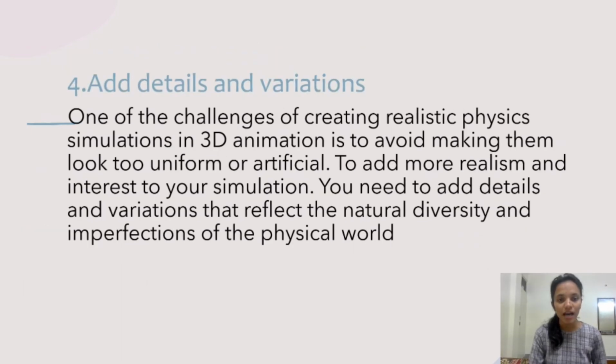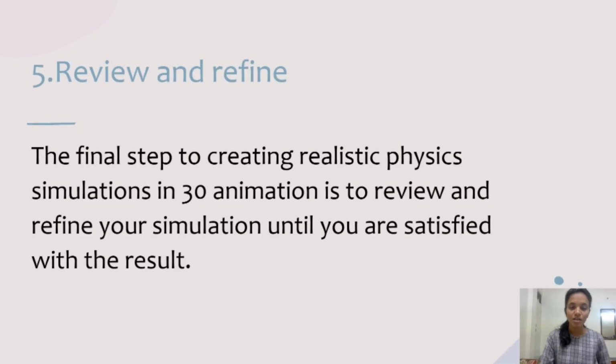The fourth one is add details and variations. One of the challenges of creating realistic physics simulations in 3D animation is to avoid making them look too uniform or artificial. To add more realism and interest to your simulation, you need to add details and variations that reflect the natural diversity and imperfection of the physical world. The fifth one is review and refine. The final step to creating realistic physics simulations in 3D animation is to review and refine your simulation until you are satisfied with the result.